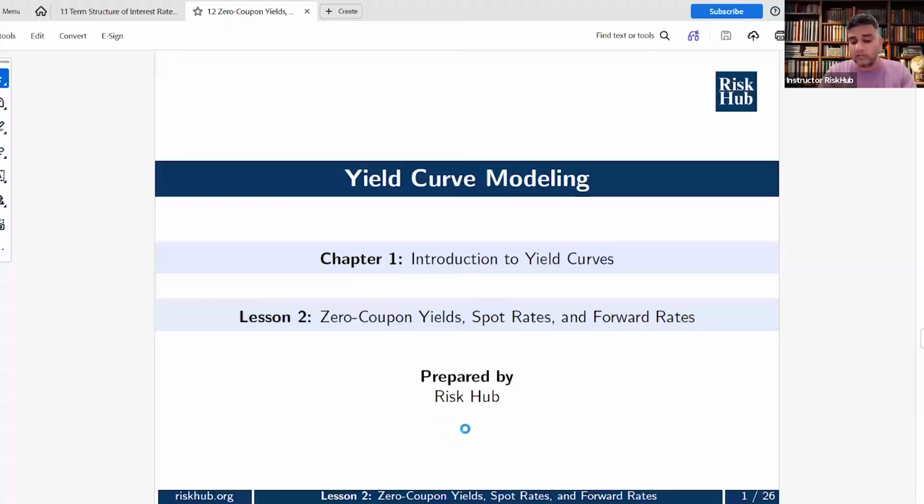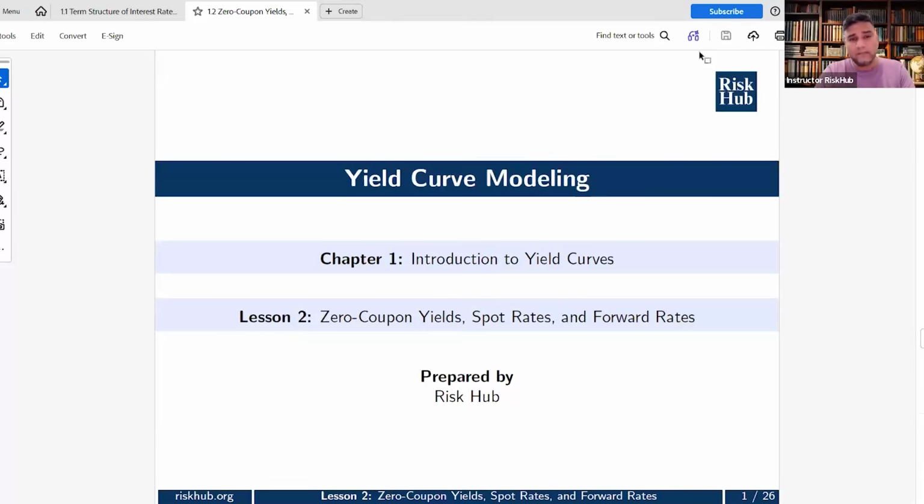And then in chapter number one, lesson number two, we are looking at zero coupon yields. We are looking at spot rates. We are looking at forward rates, right? So that's the sole objective of this particular lesson. So let's get started, guys. Okay.